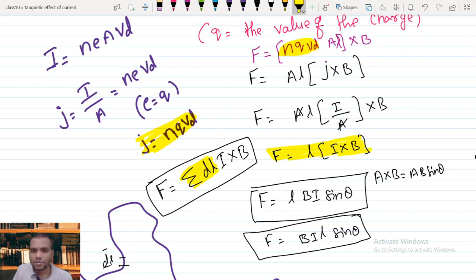Later we can use certain rules to find its direction. The same left hand rule and right hand rule we can use to figure out the resultant force direction on the current carrying conducting wire.